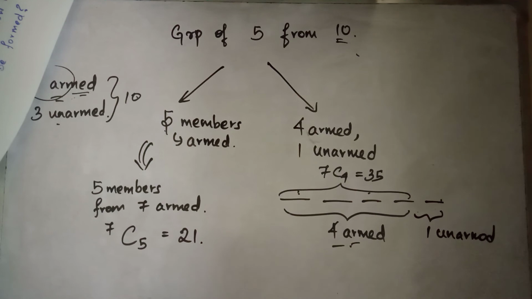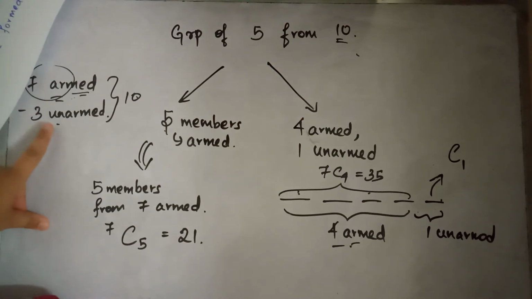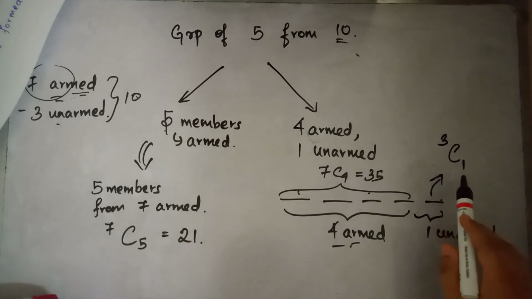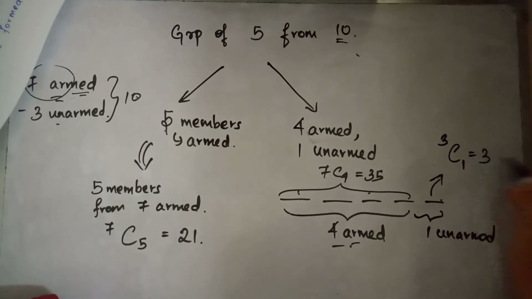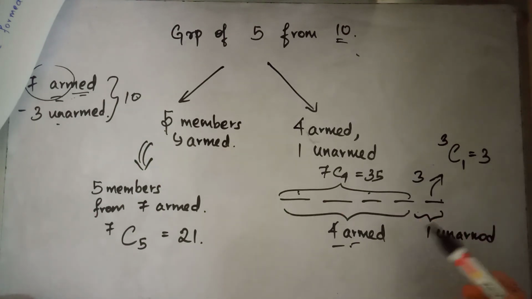It's not yet complete. We also have to find out how to choose this one unarmed member. So this one unarmed member will be chosen from how many unarmed members? 3 unarmed members, because there are a total of 3 unarmed people. So 3C1 will give us 3. Now what do I do? Do I add it or do I multiply it? I'll have to multiply. Why is that?